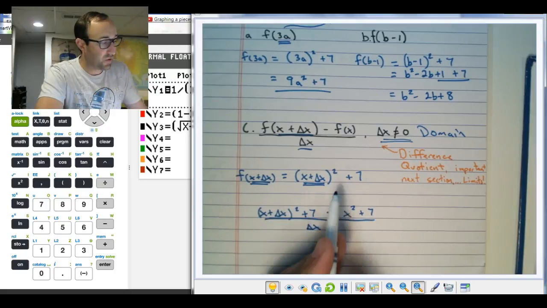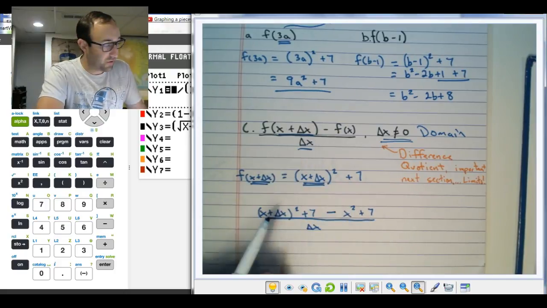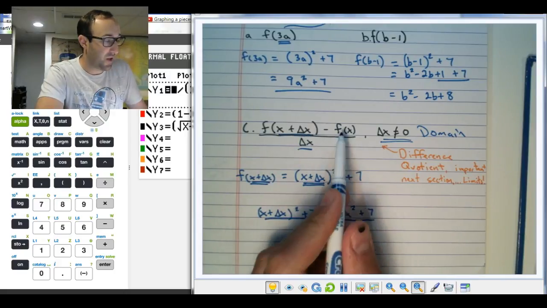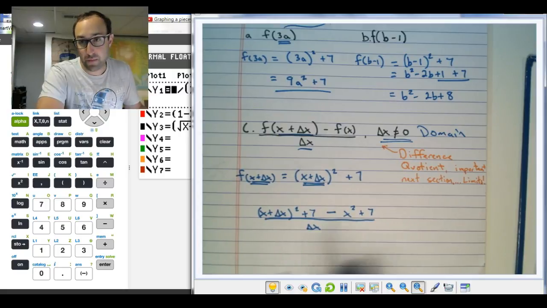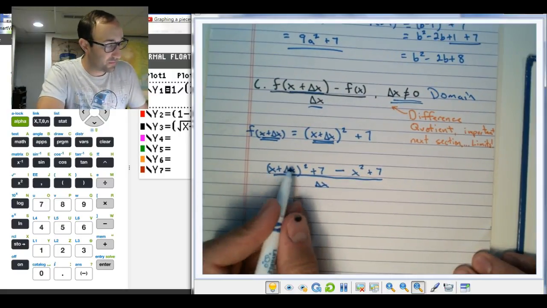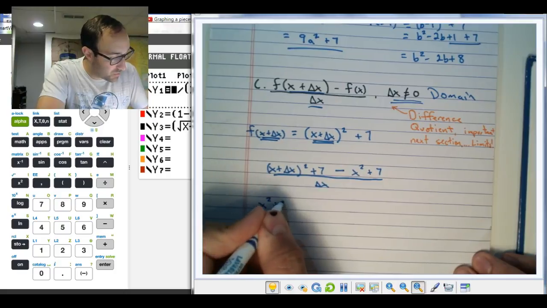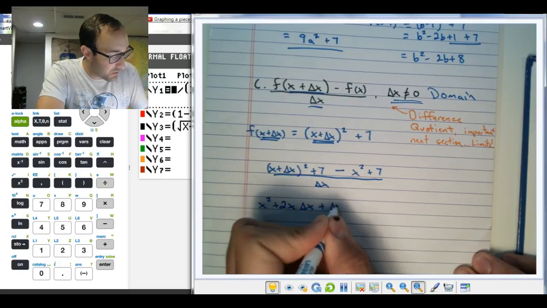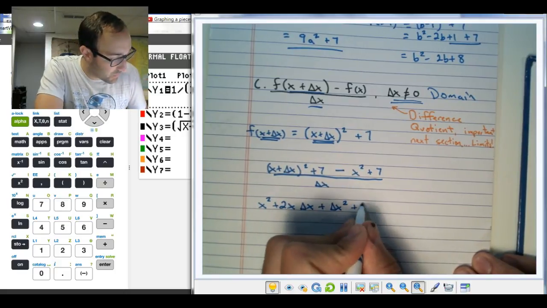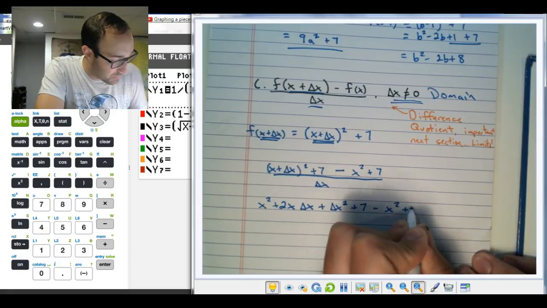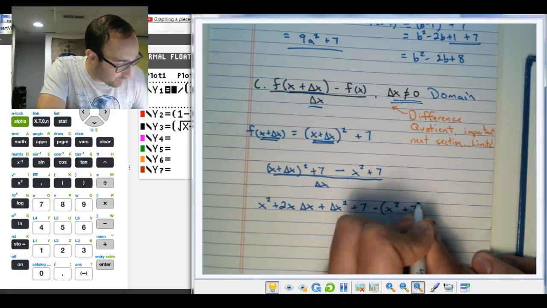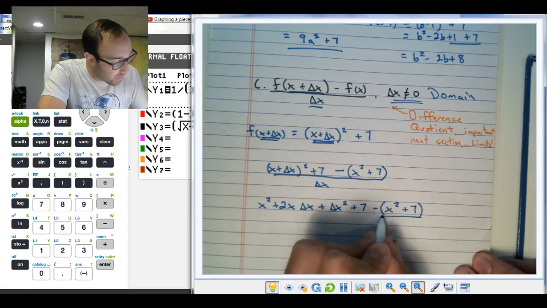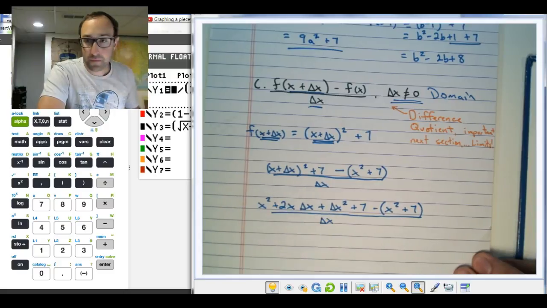delta x. So the only thing that really changed from our original problem to here is that we replaced the first part, x plus delta x, with this, replaced f of x with this, and kept the bottom the same. All right, so now let's FOIL this, right? So we get x squared plus 2x delta x plus delta x squared plus 7 minus x squared plus 7. Oops, and let's put this whole thing in parentheses. I should do that because we're going to distribute that minus. And it's going to be all over delta x.